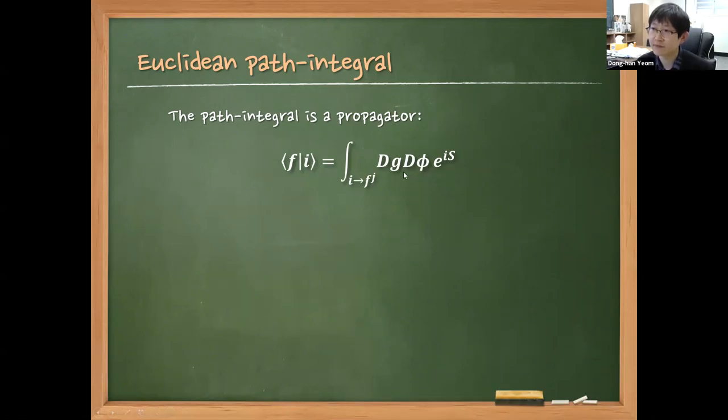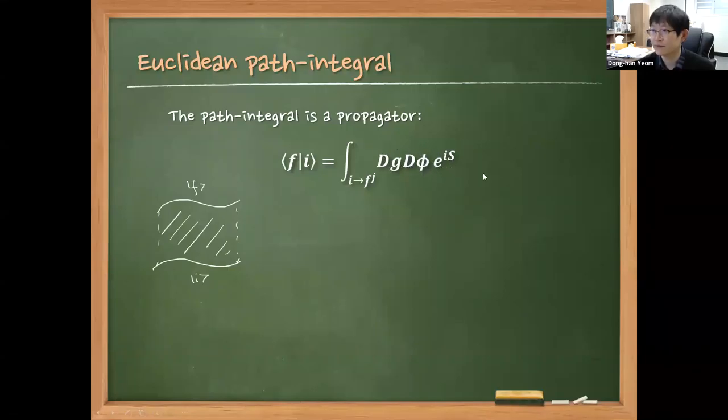The path integral is a sum over all geometries G and all field values phi. More formally speaking, we need to choose a certain three-hypersurface. We start from an initial three-hypersurface, there is a final three-hypersurface, and we sum over all possible geometries that connect the initial to the final hypersurface. This is what the path integral implies, and it is the exponential of the action.